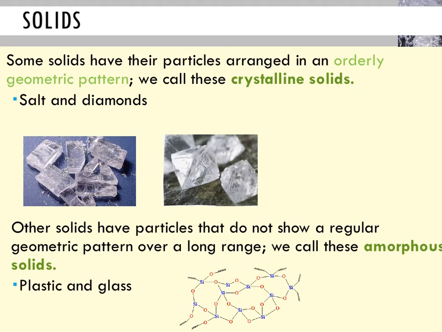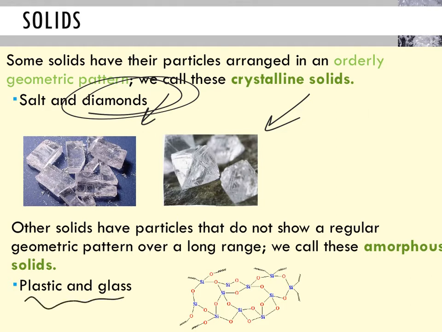So here are some pictures of crystals. Yeah, I forgot to mention diamonds. Diamonds make beautiful crystals, obviously. And then the amorphous solids, a couple other examples would be glass and plastic.